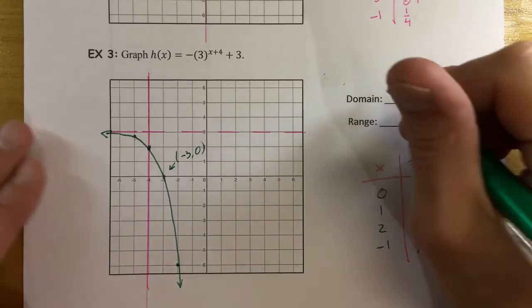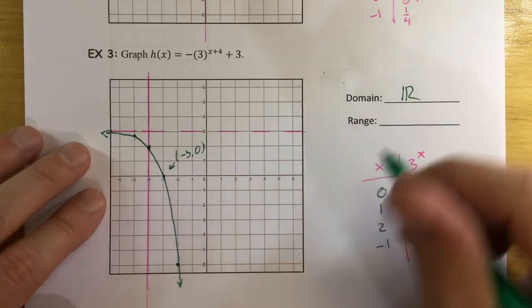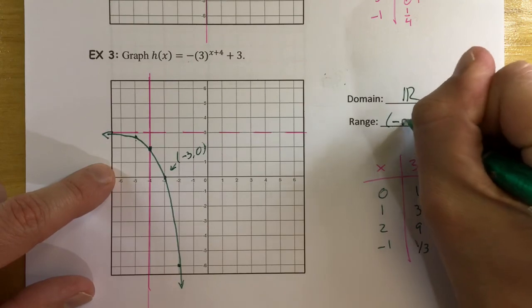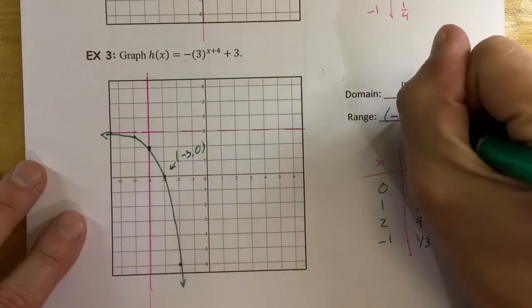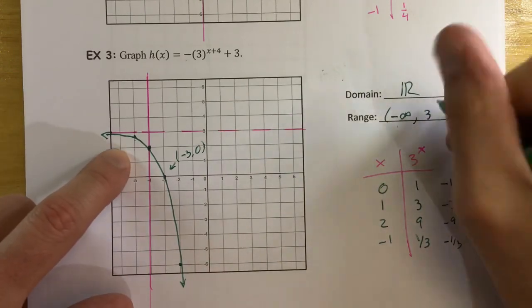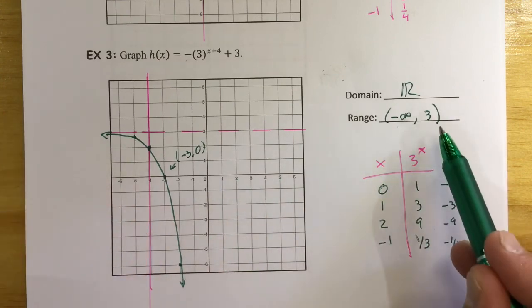All right, your domain. Look, no surprise, it's all real numbers, but your range has finally done something different. It's not on top, it's on the bottom part. So you're going to write it like this. It's -infinity up to 3, like that. Notice the switch because you are coming from the bottom up to 3.